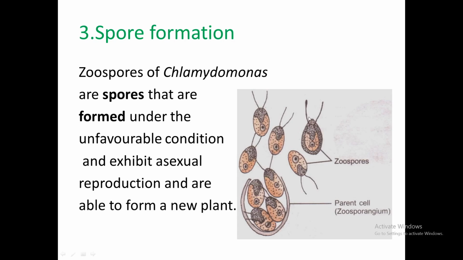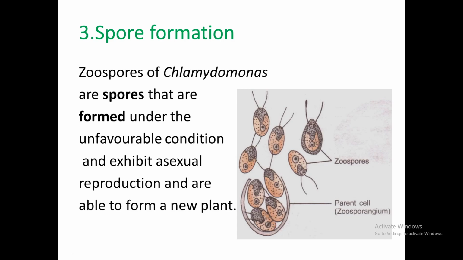With that flagella they are able to locomote. Locomote means they are able to change place, to go from one place to another place. So these spores, when they are coming out in unfavorable conditions from the parental cell, each spore has the capacity to form the entire Chlamydomonas again. We have taken the example of Chlamydomonas.